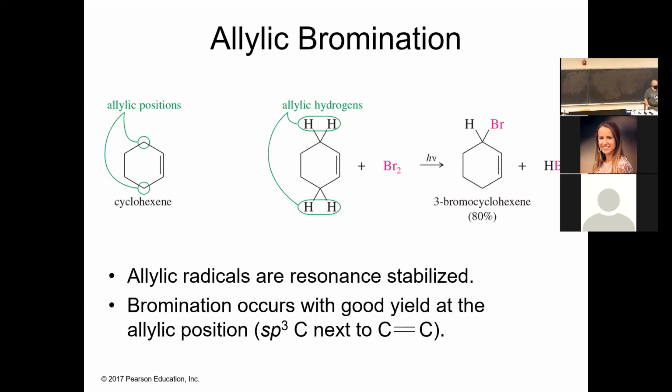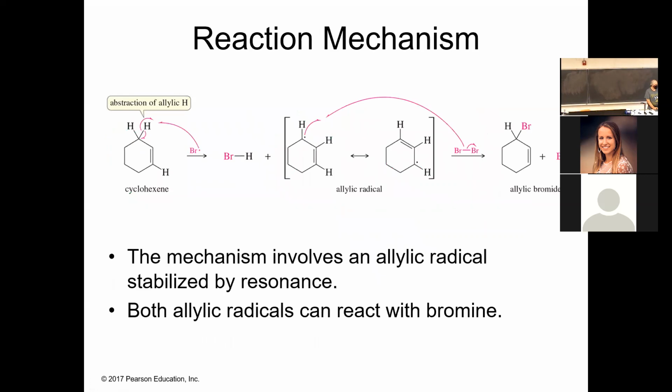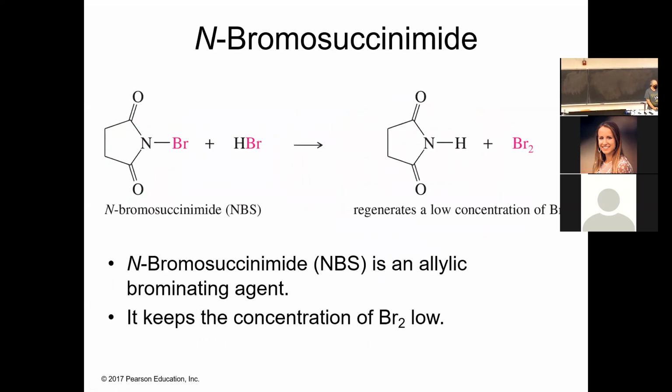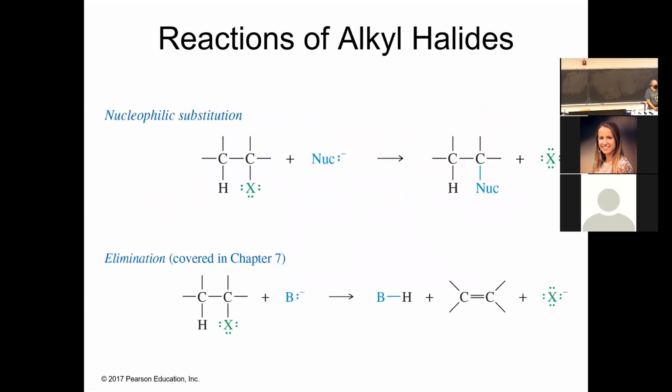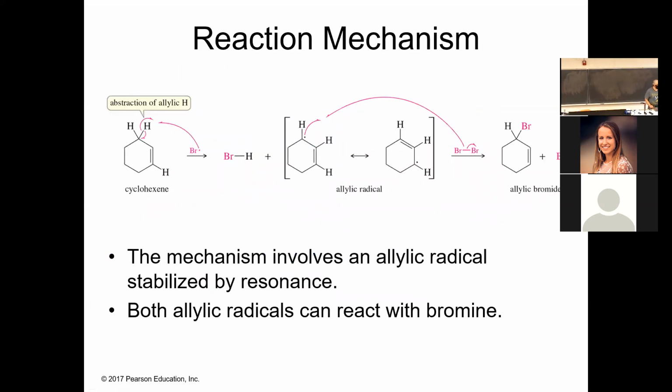The allylic position is one carbon removed from an alkene. And when you use N-bromosuccinimide, this goes through a free radical. Let me back up here. The free radical is resonance stabilized. So this is why bromination occurs at this position. We produce a very stable allylic radical.